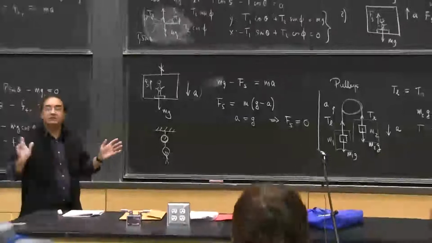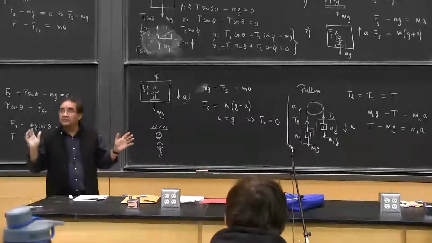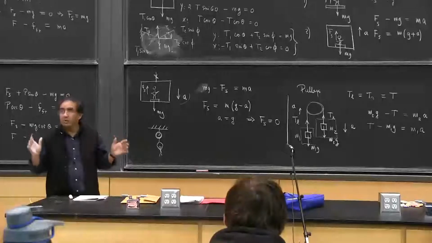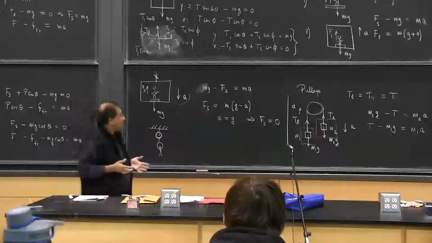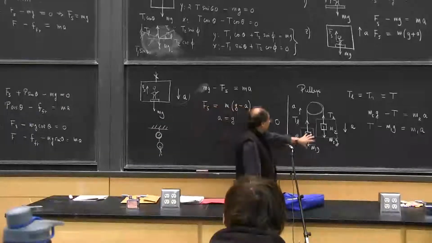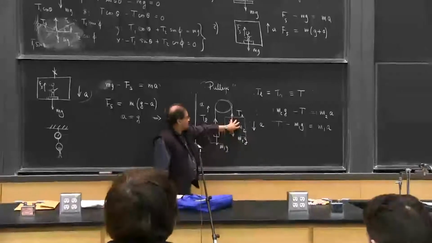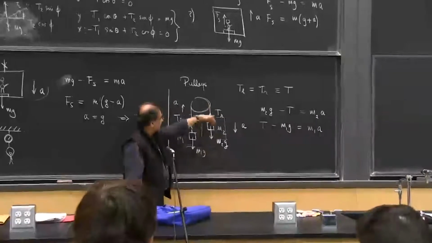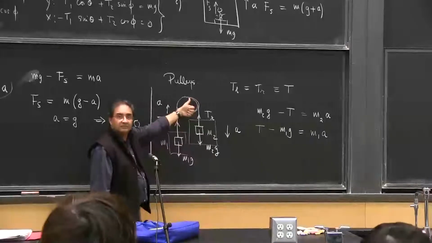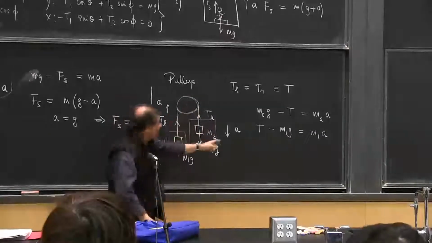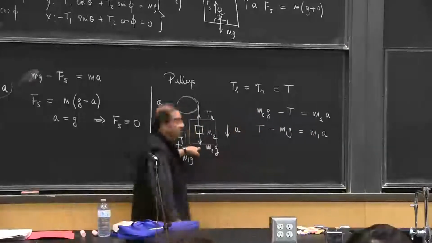I'm not using upward as positive and downward as negative as my guiding principle anymore, because that is no longer convenient. In fact, that is downright inconvenient. So I'm just going to focus on this mass. This mass is accelerating downward, so I have M2G pulling it down, being opposed by the tension. And the net outcome, M2G minus the tension, is M2A. That's the story of this guy.